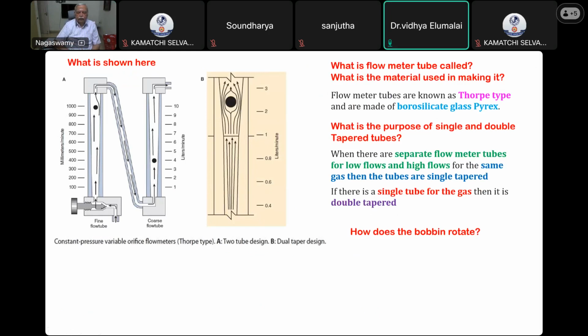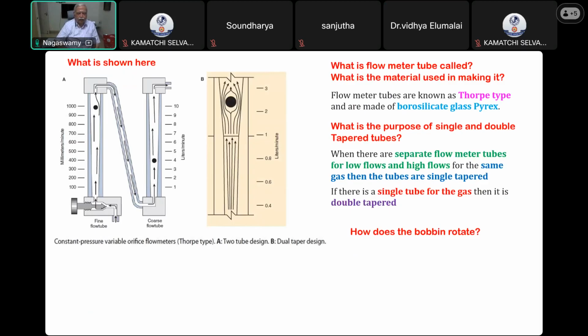If it sticks with the tube. Why does it get stuck? If it gets stuck, it won't rotate. But what is the reason for the bobbin to get stuck? One is the flow tube may be slanting so that the bobbin is falling onto one side. Second, dust may be there. Third, static electricity, which will attract the bobbin to the side. These are the 3 reasons.